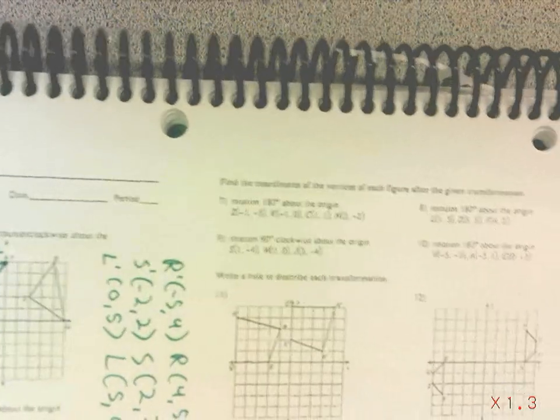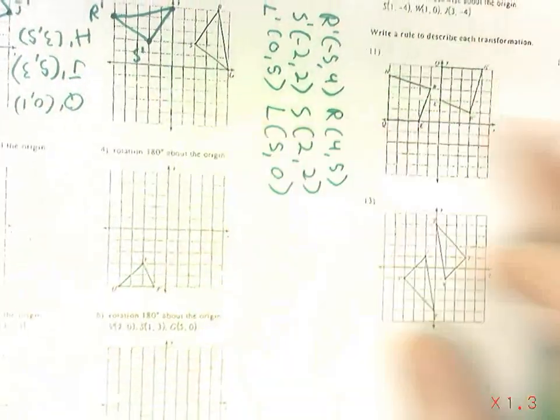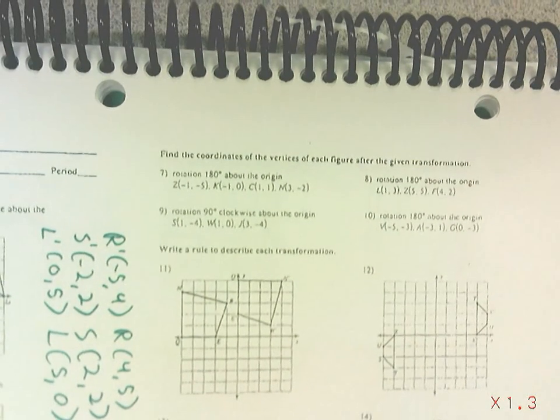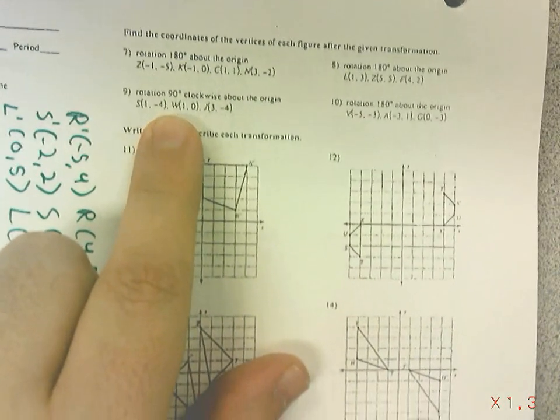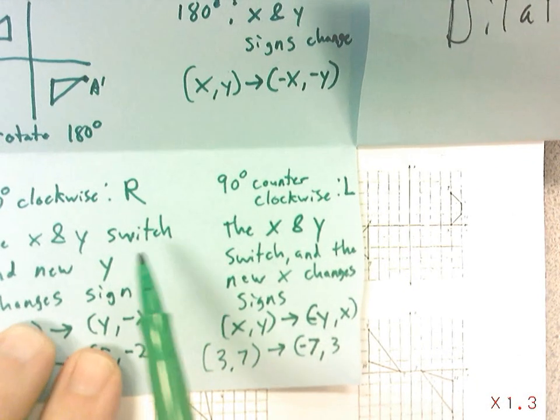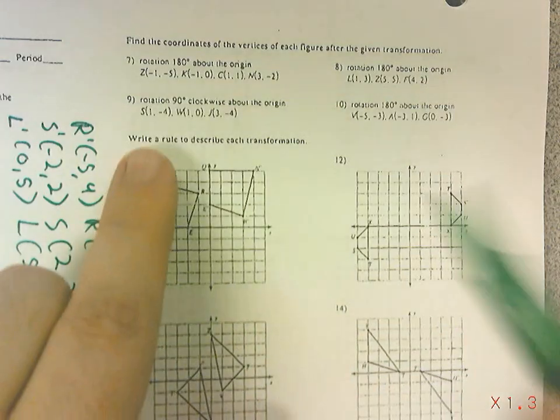Now, what if you don't have the graph that we can just rotate? Then we have to actually use our rule. So let's do one where I haven't done one yet. So let's do the clockwise one. So clockwise, they switch, and then the new Y changes signs. So let's do this one.